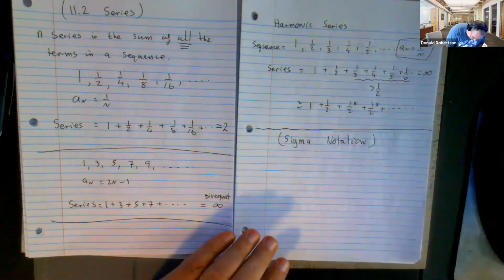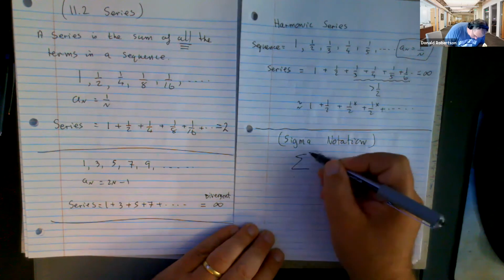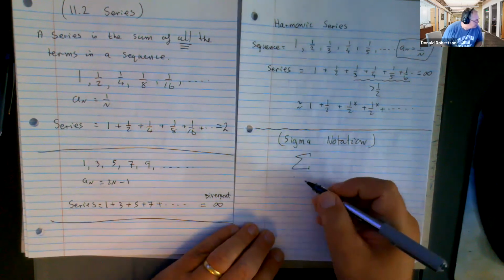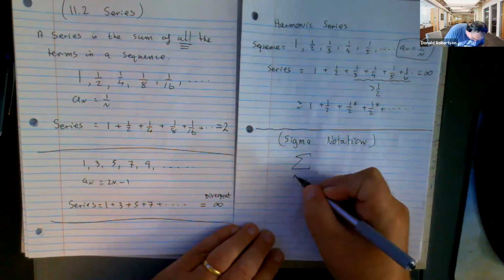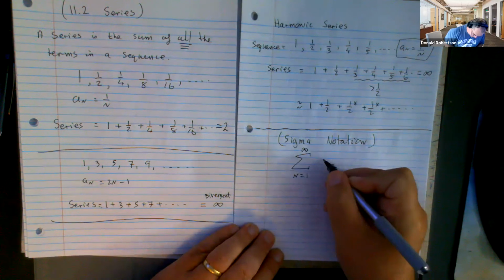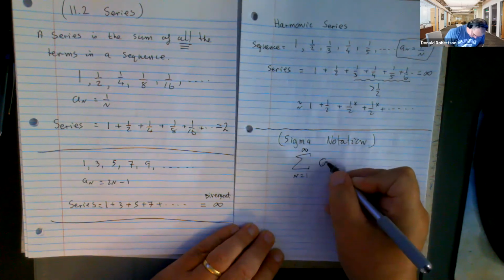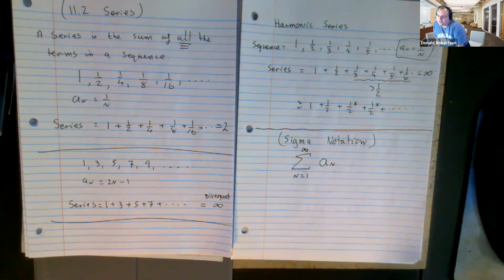So if you want to add these up, sigma notation says, I don't know, did they use K or N or what did they use? Yeah, N. So from n equals 1 to infinity of a_n. You see that basically just means add up all the terms in the sequence a_n.